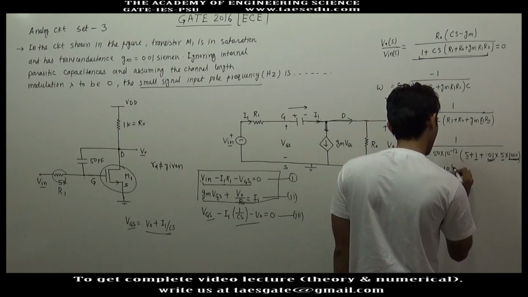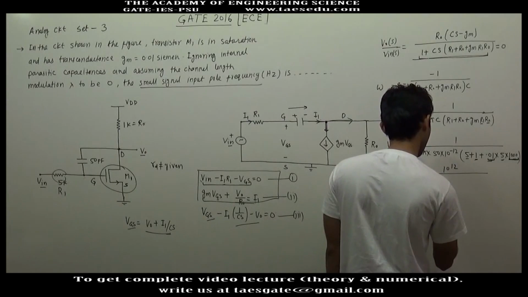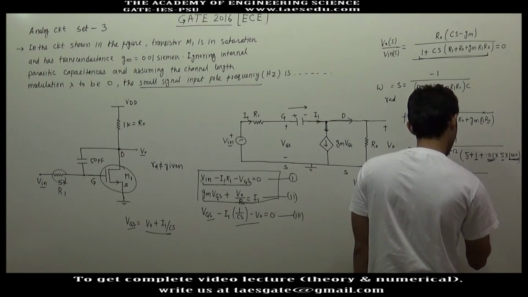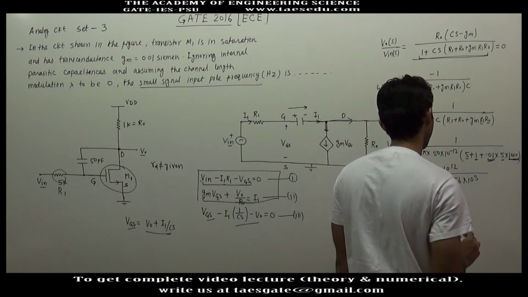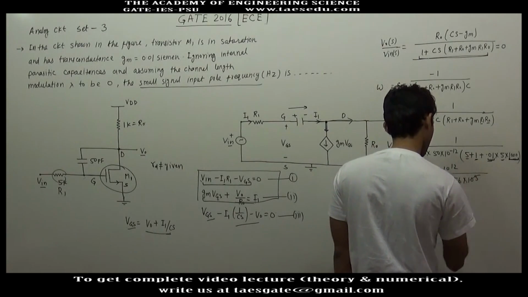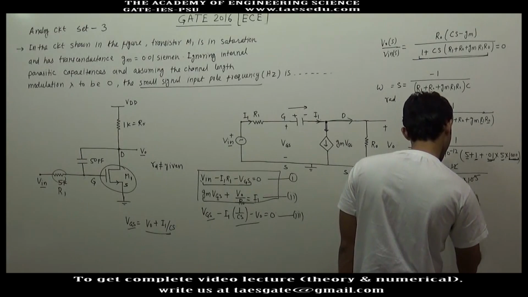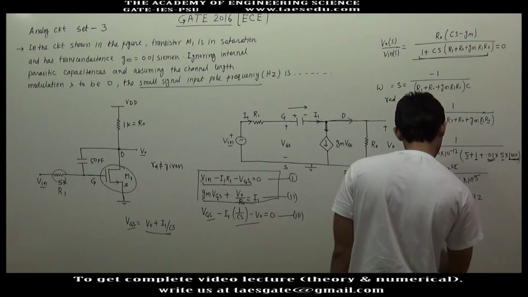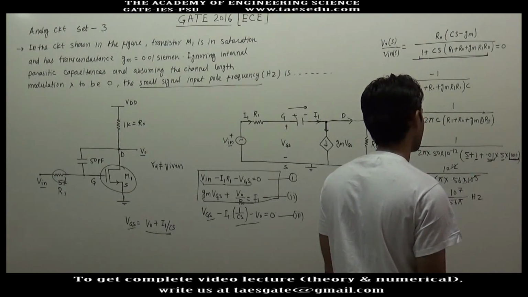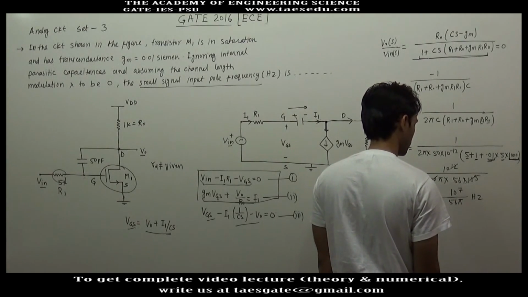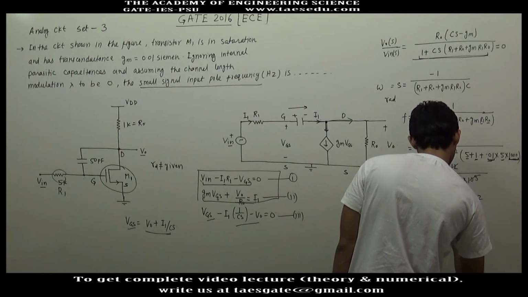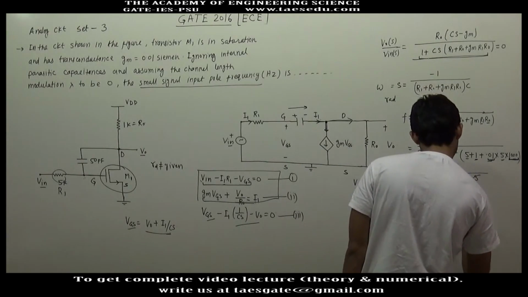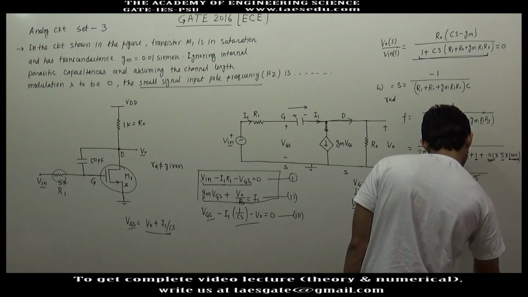So this will be 10 to power 12 divided by 100 pi into, this is 56 kilo ohm, 56 into 10 to power 3, 10 to power 3, 10 to power 2, here you will have 10 to power 7, 10 to power 7 divided by 56 pi hertz. This is 10,000 divided by 56 pi kilohertz.